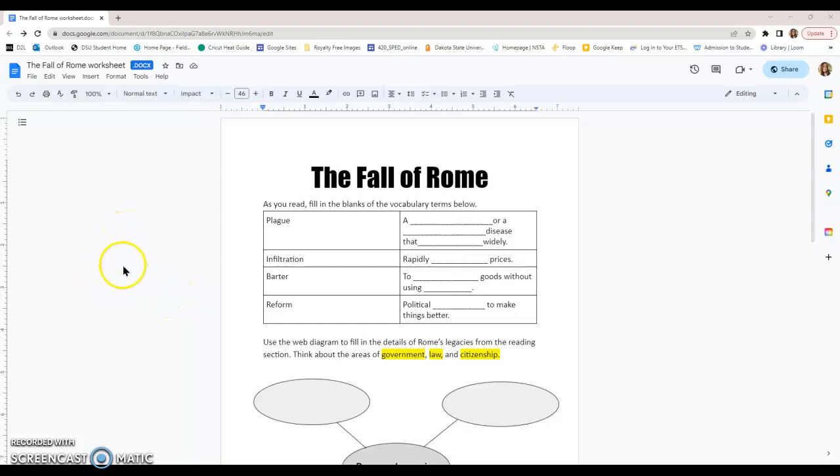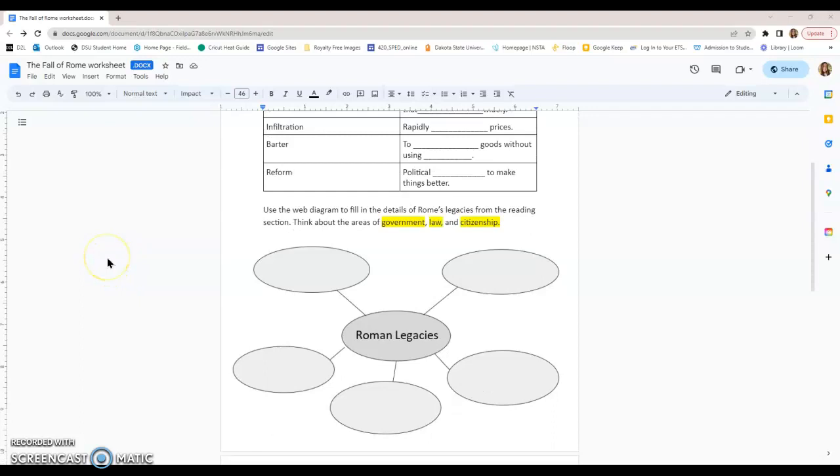And then down below, I wanted to cluster the main points with a web diagram. So it says, use the web diagram to fill in the details of Rome's legacies from the reading section. Think about the areas of government, law, and citizenship. So I highlighted those words because those are kind of the main points that we read about in this chapter and that they should really just look at and focus on so they don't get overwhelmed.